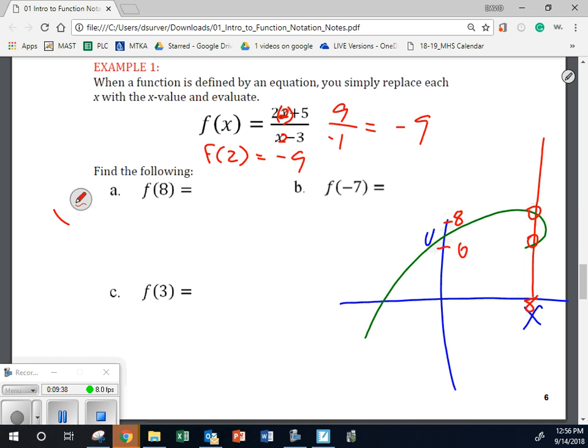I think you can do that, can't you? Let's see. Would you please put in f of 8? Stick in. Really, by doing this, I'm saying stick in an 8.